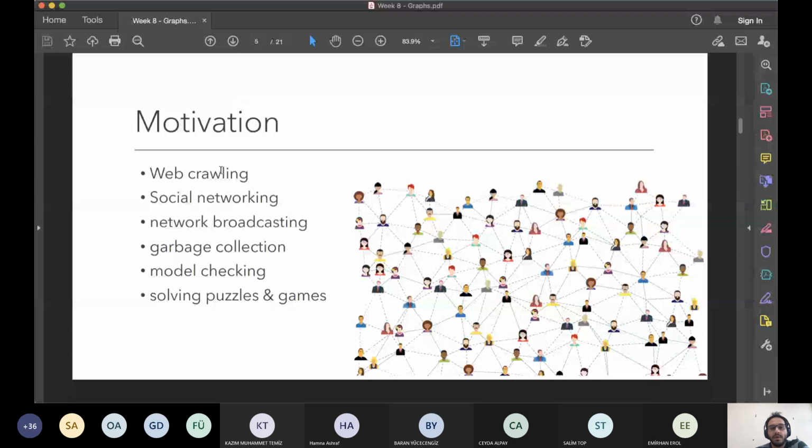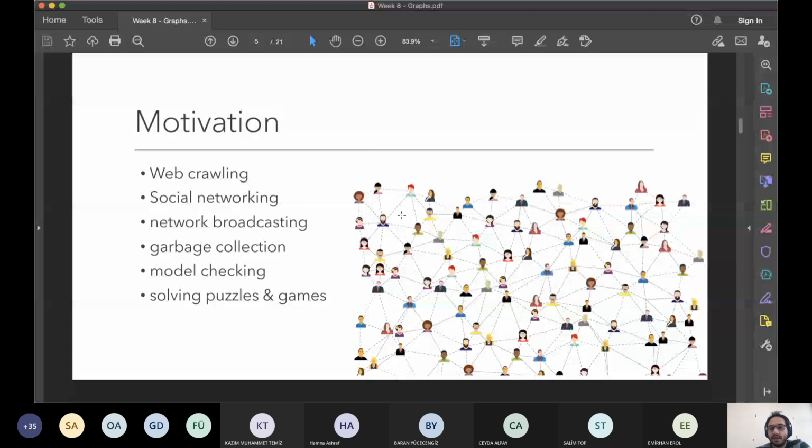This is our motivation. They are used in web crawling, right? Web crawling means that when Google does its searching, they use the graph structure to traverse the entire web, because the web pages are connected to each other with links, and by traversing these links we visit new pages. This is how they crawl the web and generate the entire search structure for us, the search engine.